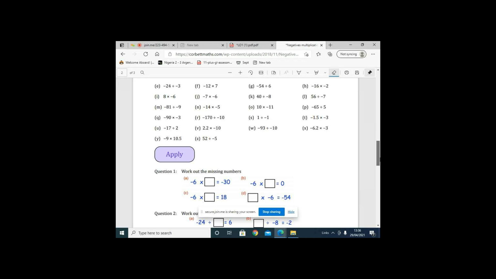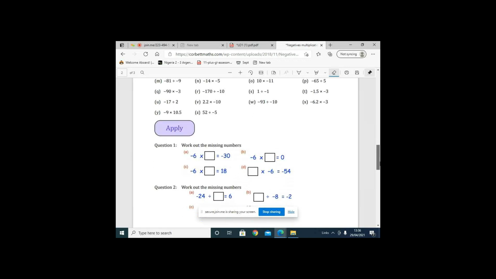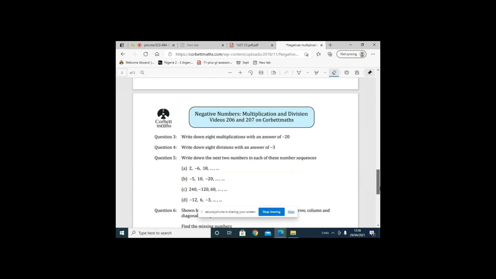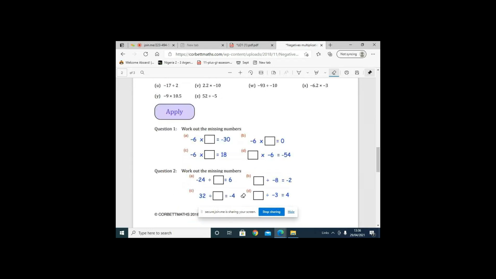So this is the final part. This is the final section now. It's just like it said, this is a missing number. Can you see? There's a number missing here. So they're asking you what can you multiply by -6 to get -30? It's going to be 5. You get it? Because -6 times 5 gives you what? -30.